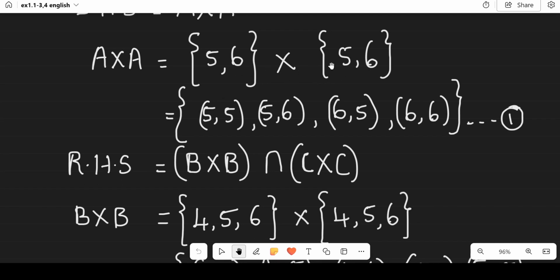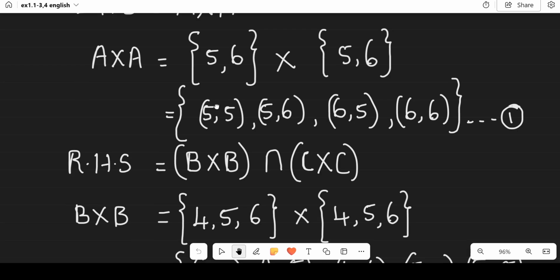So here, for the Cartesian product, the answer would be (5,5), (5,6), (6,5), (6,6). This is A cross A, the answer of A cross A. We are going to consider this A cross A as equation number 1.